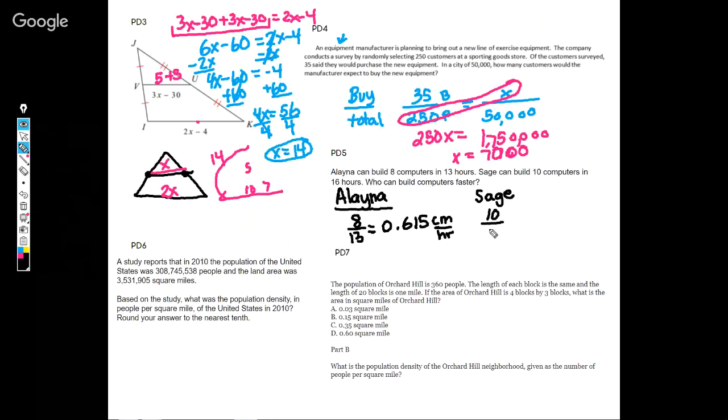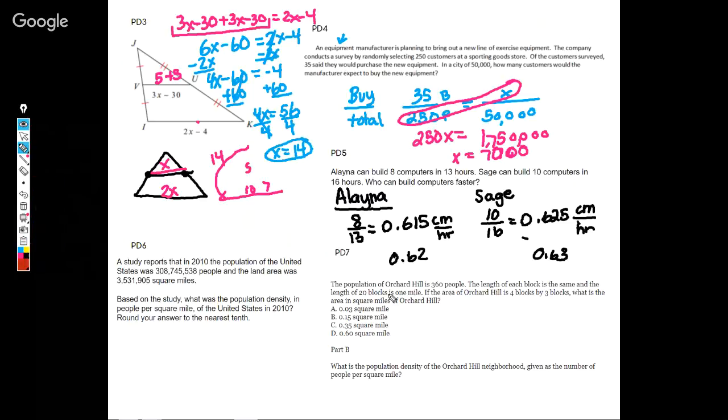Sage is 10 divided by 16. That gives you 0.625. So because it wants to know who's faster, whoever has the biggest number is the faster person because they build more. So Sage builds 100th computer more per hour. Even if you round it, this would be 0.62 and this would round to 0.63. So Sage is still more. Okay. All right. Thank you for being patient.